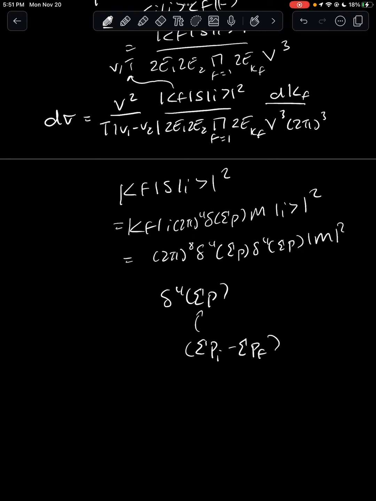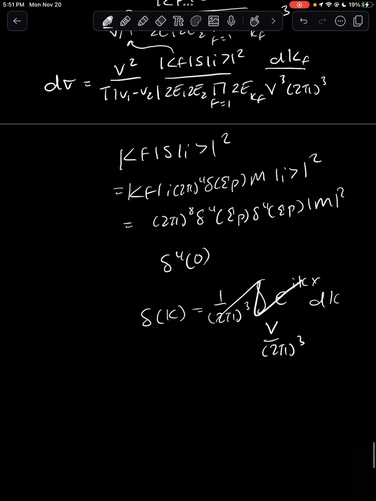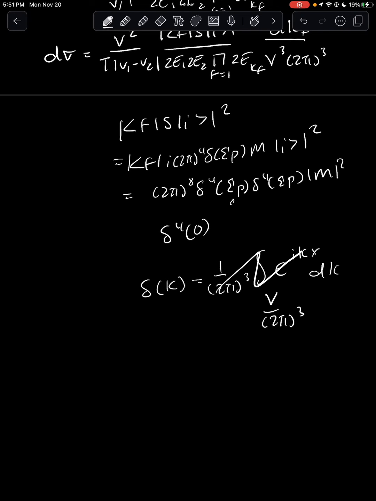Now, in real life, momentum is conserved, at least in these cases. So this is going to end up being 0, right? So this is going to be delta to the 4th of 0. And we can use the exact same trick as before. Delta of k was 1 over 2 pi cubed, and due to some volume stuff, this just turned out to be V over 2 pi cubed. But here we actually have 4-momentum, so this is going to be delta of k^mu, pretty much.